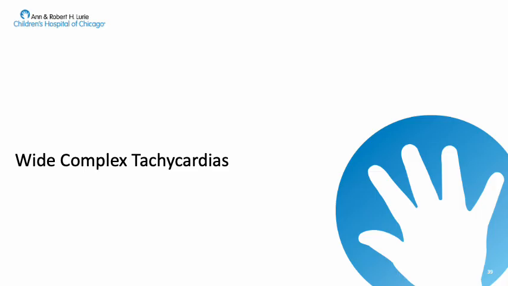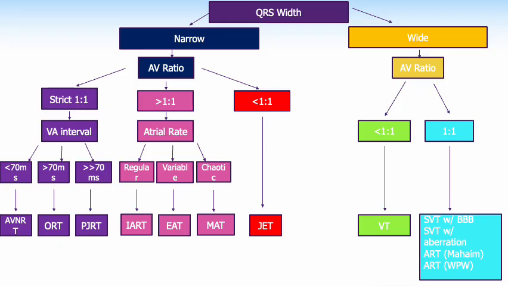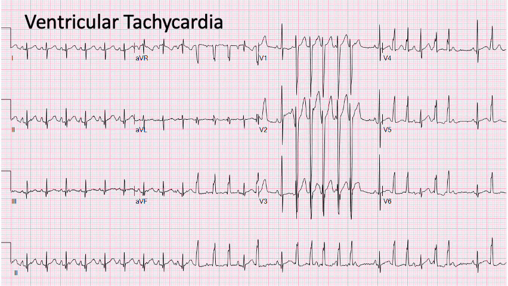When we talk about wide complex tachycardias, we're going to talk about ventricular tachycardia. Again, wide complex tachycardias coming from below the level of the AV node, we want to assume that those are ventricular until proven otherwise. I bring this slide back only because when we talk about wide complex tachycardias, ventricular tachycardias always have more V's than A's. Their ventricular rate is always going to exceed the atrial rate, and that's a hallmark of ventricular tachycardia.